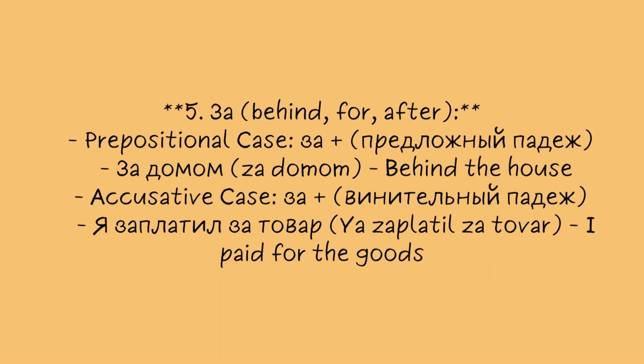За, behind. За домом, behind the house. За, винительный падеж: я заплатил за товар. I paid for the goods.